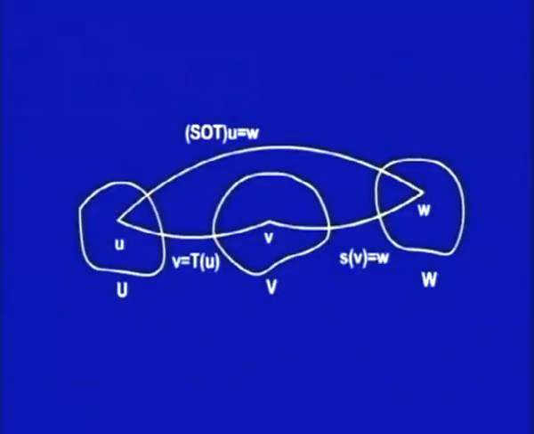I illustrate this with the help of this diagram, in which I am showing three vector spaces U, V and W and two linear transformations T from U to V and S from V to W. That means a member u in U will go to v in V under the transformation T, and the same v under this transformation S will go to w, and that means this is a transformation which will take U to W, and this transformation is called the composite transformation ST.